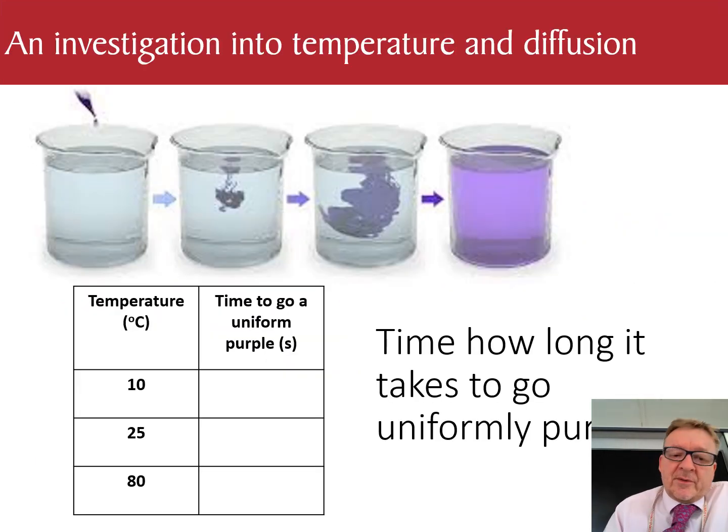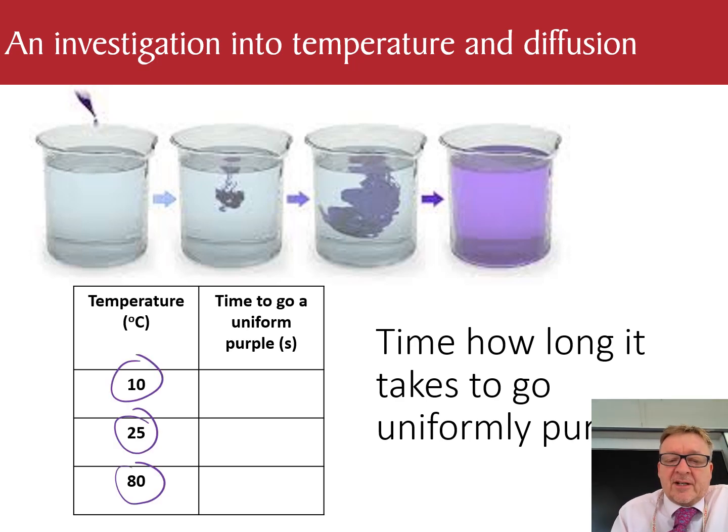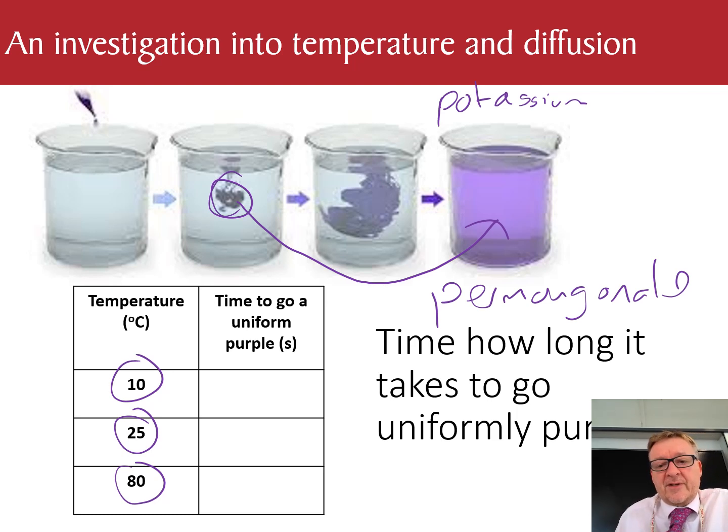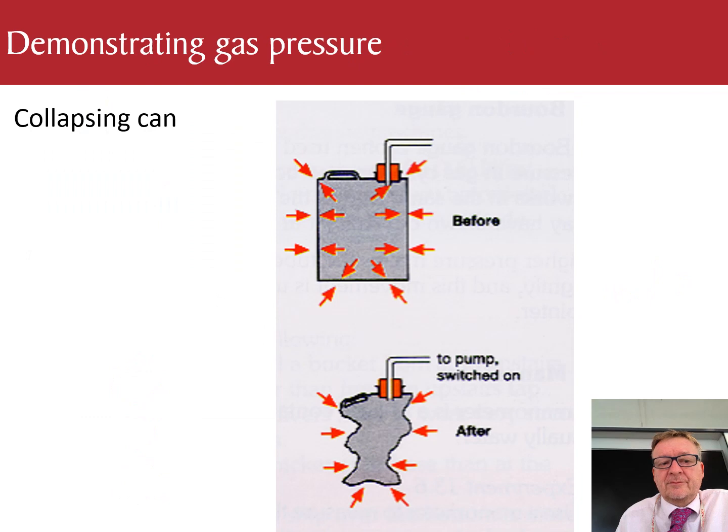Now this one is to do with temperature. I've got 10 degrees, 25 degrees and 80 degrees. I put a piece of potassium permanganate into a beaker, and you're going to time how long it takes to go from a lump of potassium permanganate entering to where it is spread out completely. And you'll find that the higher the temperature, the faster the rate of diffusion is.